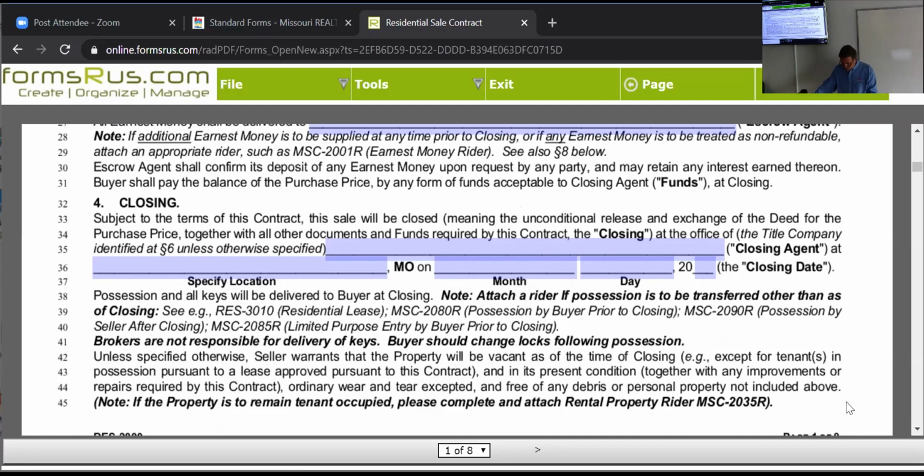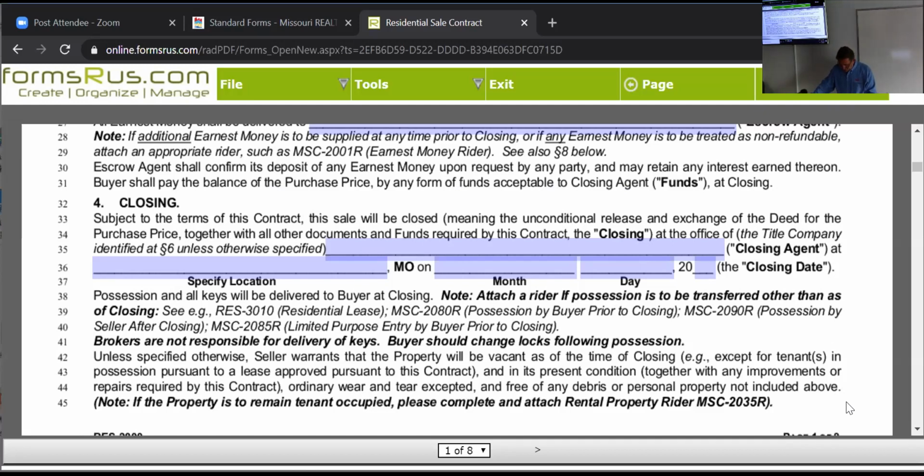And it says brokers are not responsible for delivery of keys, and buyers should change locks following possession. We sold a house recently for my mother-in-law, and we didn't know how many keys were out there. So the first thing we did when we listed the property was to go in and have the locks all rekeyed, so we knew that there was only one set of keys out there for the buyers.